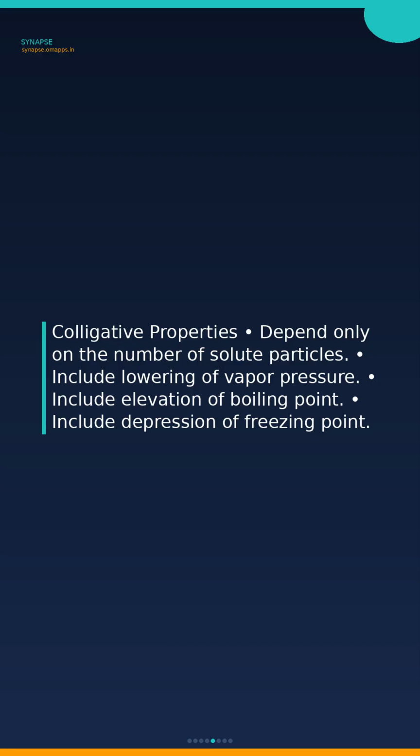Here's another important formula: π = i × C × R × T. This gives us osmotic pressure. π is osmotic pressure, i is the Van 't Hoff factor, C is the molar concentration, R is the ideal gas constant, and T is the temperature in Kelvin. Remember to always use Kelvin for temperature in these calculations.